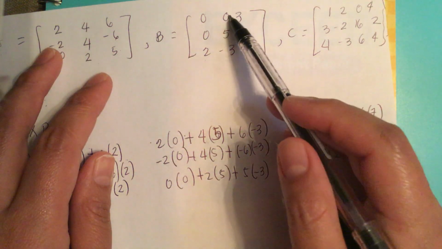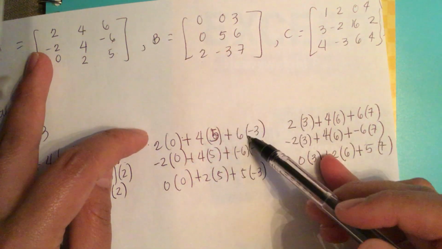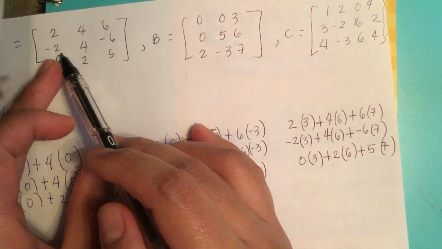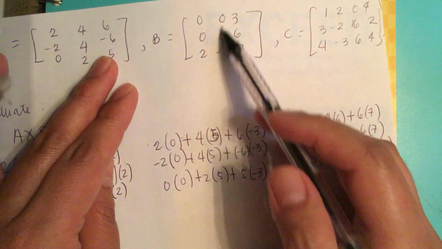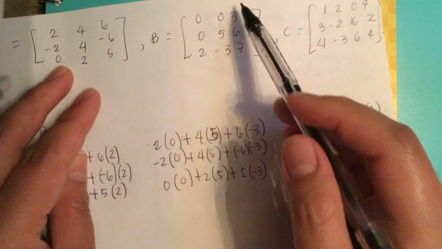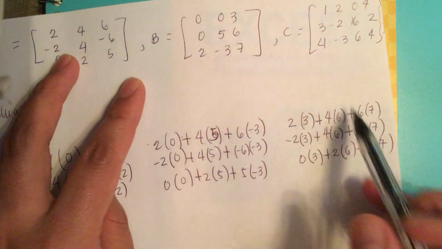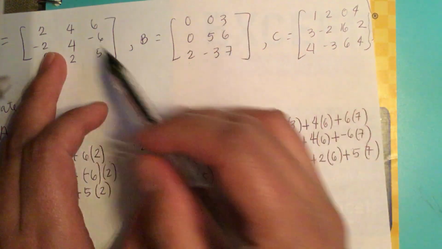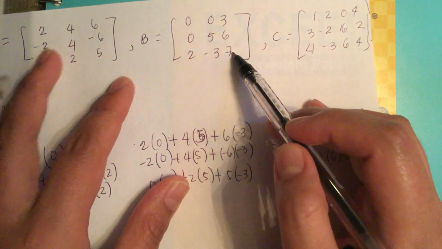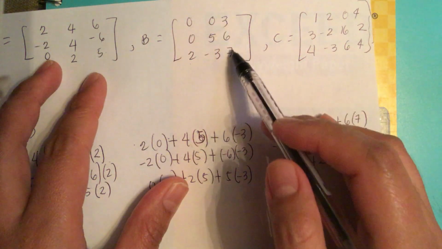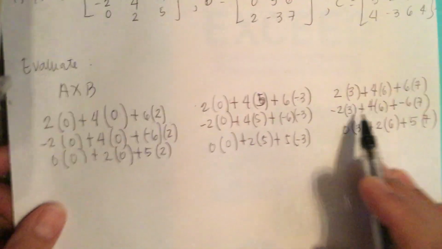And then we do the same thing here, 2 4 6, multiply by the second row, so 0, 5 and negative 3. And then second column, negative 2, 4, and negative 6, multiply by the second row. And then last column, multiply by the second row. And then we do the last row. So first column, multiply by this third row. Second column, multiply by the third row. Third column, multiply by the third row.